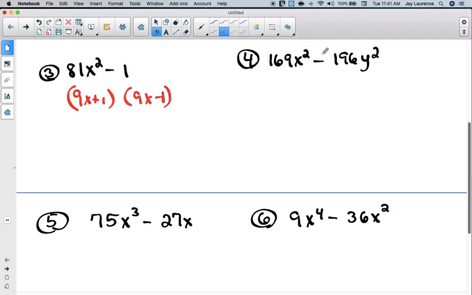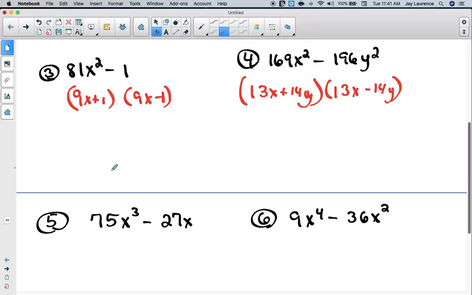This one here, GCF is going to be 1. Perfect square minus a perfect square. I'm going to get a 13x plus 14y, and I'm going to get a 13x minus 14y.